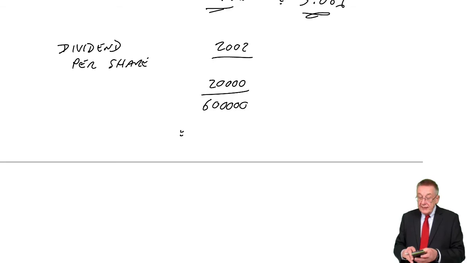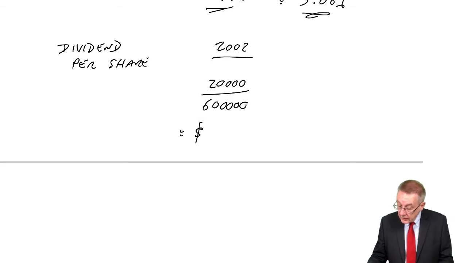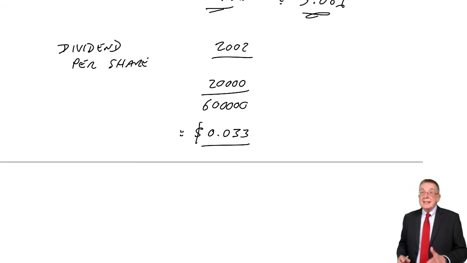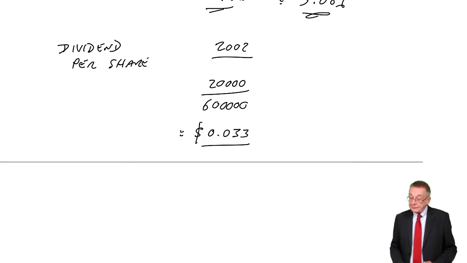And therefore, the dividend per share, I could have chosen nicer figures, but it's not 0.33. It's 3.3 cents per share.